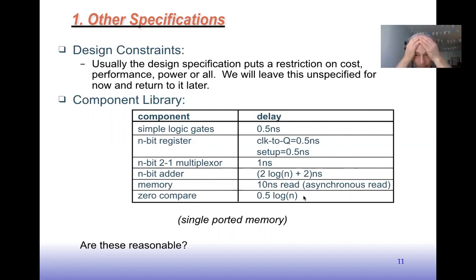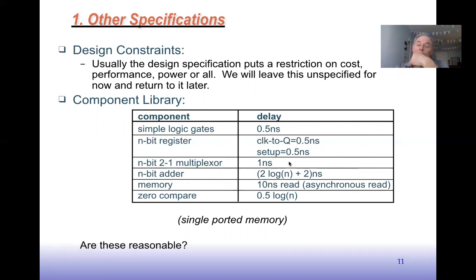So before I show you the first implementation of this processor, we can ask the question, are these delays reasonable? And we should be able to answer that based on what we know so far. Logic gates, well, we just made up a delay for that. But if you look at the n-bit register, the clock-to-Q and the setup time are not a function of n. And we know this is true for registers. It's just a property of the flip-flop, not a property of how many flip-flops we put in the register. Okay, so that could be reasonable.